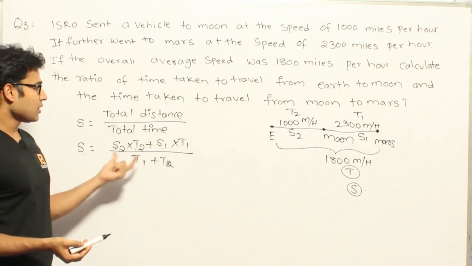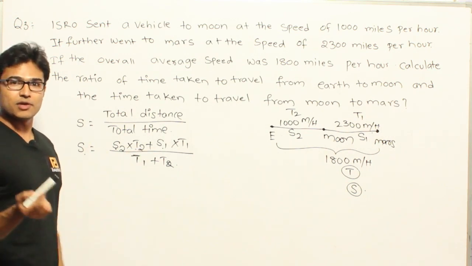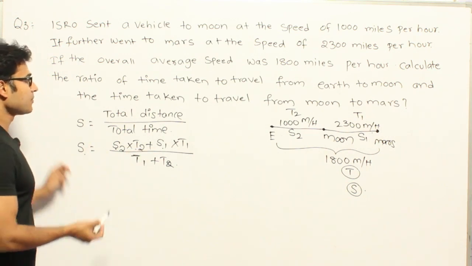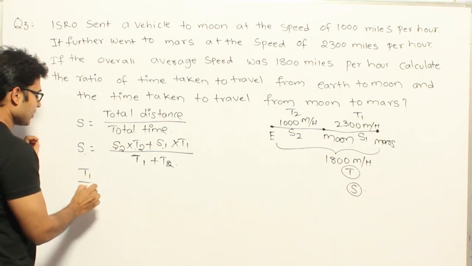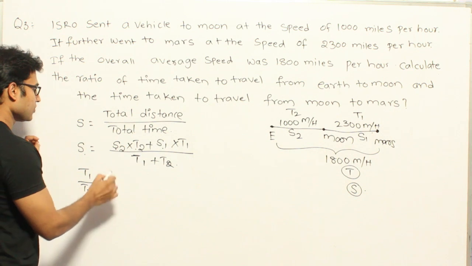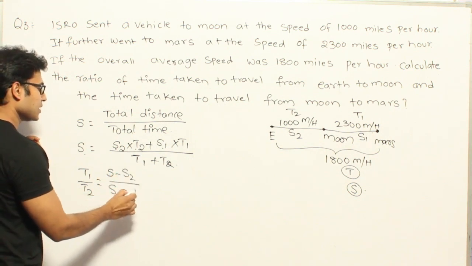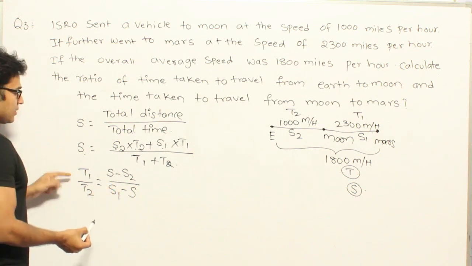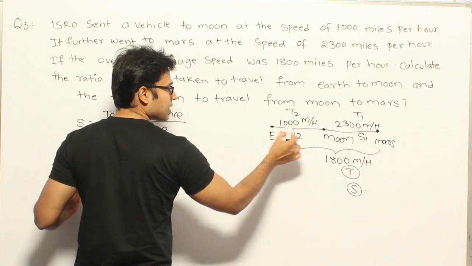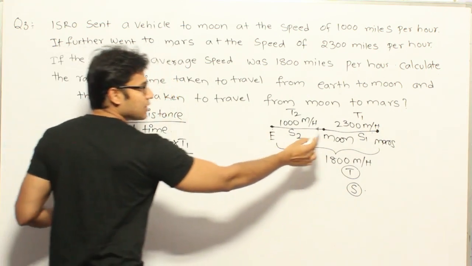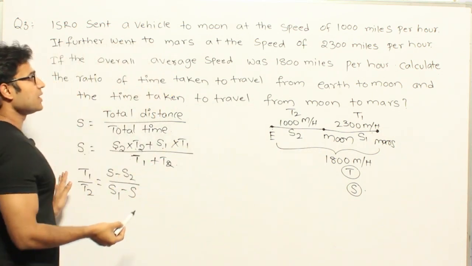Even if you are not able to understand this, you can just cross multiply this and simplify it, and you can find out the ratio between T1 and T2. If you try to find out the ratio between T1 and T2, you are going to get this: T1 by T2 is going to be S minus S2 divided by S1 minus S. Okay, so what is this? T1 is the time taken from here to here and T2 is the time taken from here to here. Let's see what did they ask.